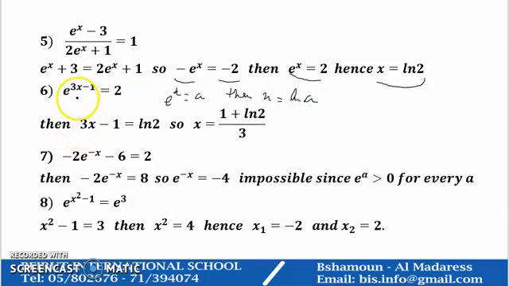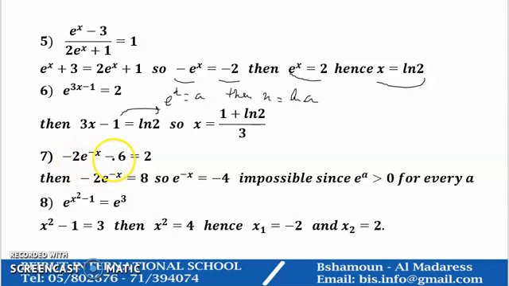So here I can write that I replaced x here by 3x minus 1. Then 3x minus 1 equals ln of 2, so I can deduce that x equals: we take 1 to the second side of the equation, and then we divide by 3, we obtain x equals (1 plus ln 2) over 3.